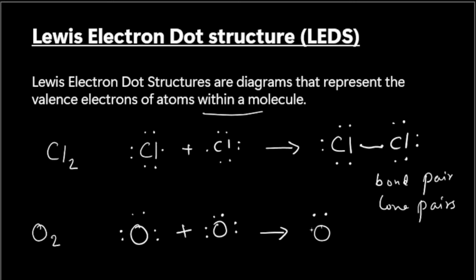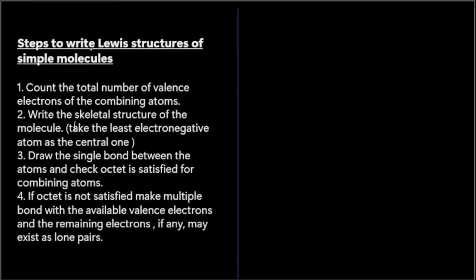So the Lewis structure for an oxygen molecule can be drawn like this. The first pair of electrons forms a single bond and the second pair of electrons forms a double bond. So here also you can see 2 pairs of electrons which do not take part in chemical bonding around each oxygen atom. Now what are the steps to write the Lewis structures of simple molecules?